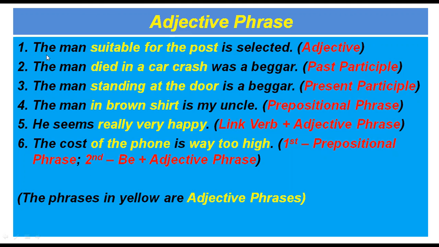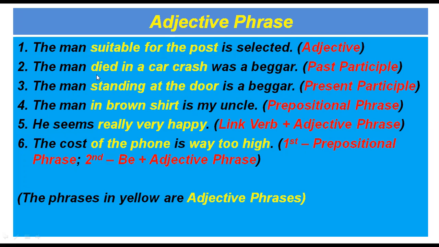See, in number one, we can say the man is selected. Okay. But see, if we look at the words in yellow, suitable for the post, why is this here? These yellow words give more information about this man. So the man suitable for the post is selected. So this phrase gives more information about the man, so it works as an adjective phrase. Okay. Say in brackets we have the instruction in red. Since this phrase starts with an adjective, we can call it an adjective phrase.